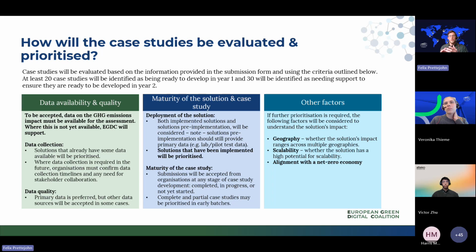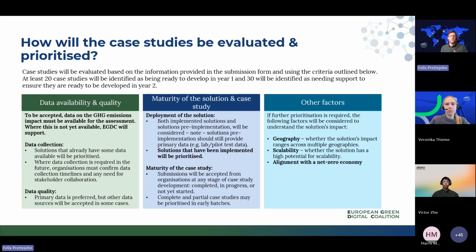This slide is helpful to take away a bit. I'm just going to touch on it at a high level, but we've covered a lot of it already. This is just saying how we'll be evaluating and prioritizing case studies. So we've got 50 case studies to do. We're hoping to do at least 20 this year, because we've got about 7 or 8 months left of year 1, and then about 30 in year 2.